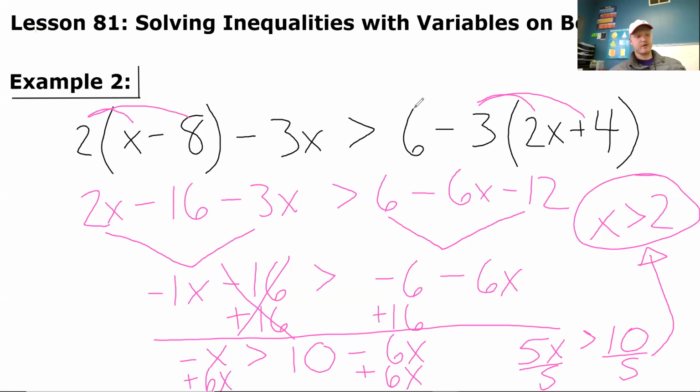Okay, so now we're going to move on to example 3, solving special cases. Solving special cases. So I'm going to get my board erased here. I'll give you guys a chance to catch up.